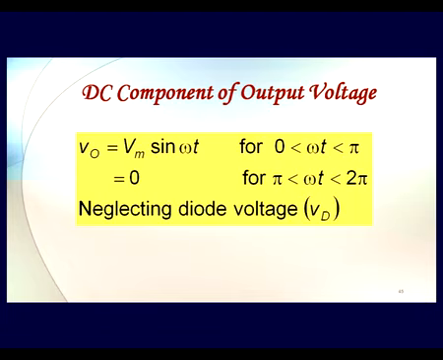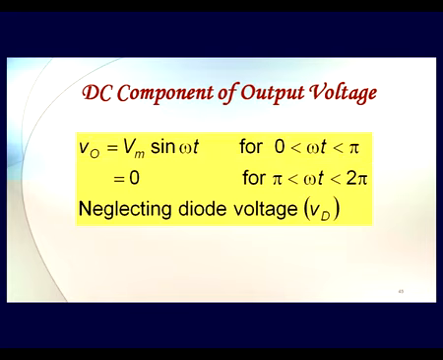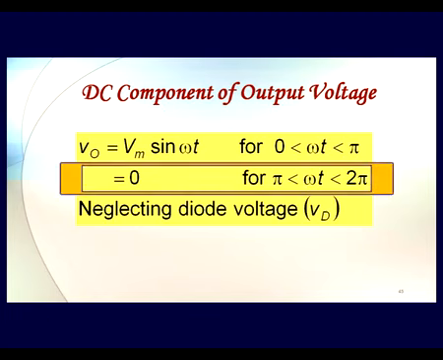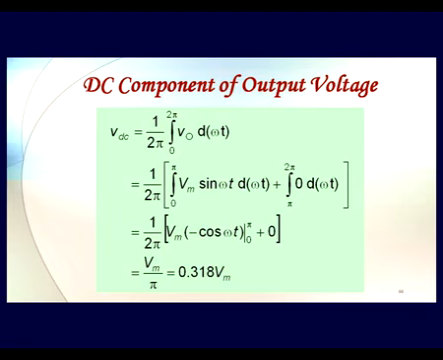As you know, a sine wave repeats after 0 to 2 pi. We have a full range of 0 to 2 pi, and it keeps on repeating after every 2 pi interval. So during one 2 pi interval, the output VO is Vm sin omega t for 0 to pi and 0 for pi to 2 pi. Now if we integrate this, then we get the DC component of this output voltage.